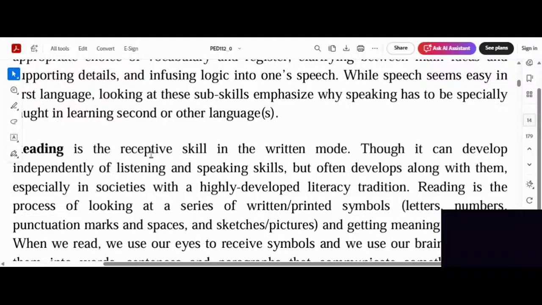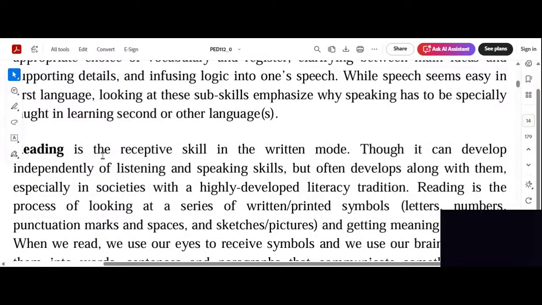We will continue with reading when we come to the next class. In our next class, we'll start from reading. I believe we have done enough here.